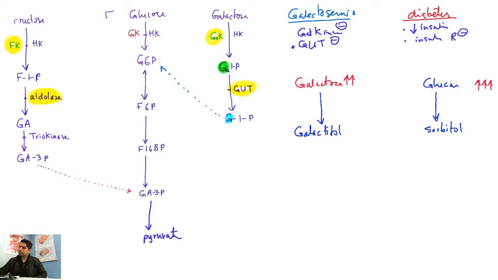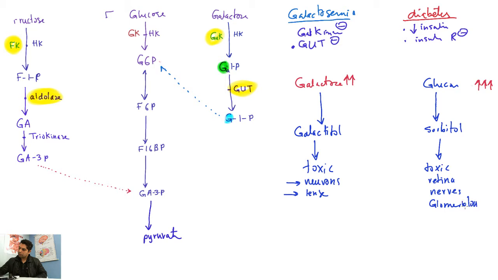Now, galactitol is toxic, especially to neurons, and the lens of your eye. Sorbitol is toxic to who? Retina, nerves. Now, when I say neurons, it's peripheral neurons more than central. So nerves, I'll use the term nerves. And, of course, glomerulus, right? Glomerulus. Muhammad, you were saying something? Yeah. Okay, or blood vessels.